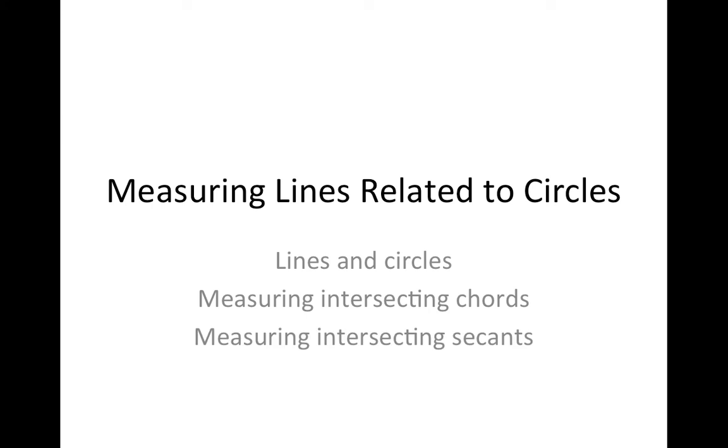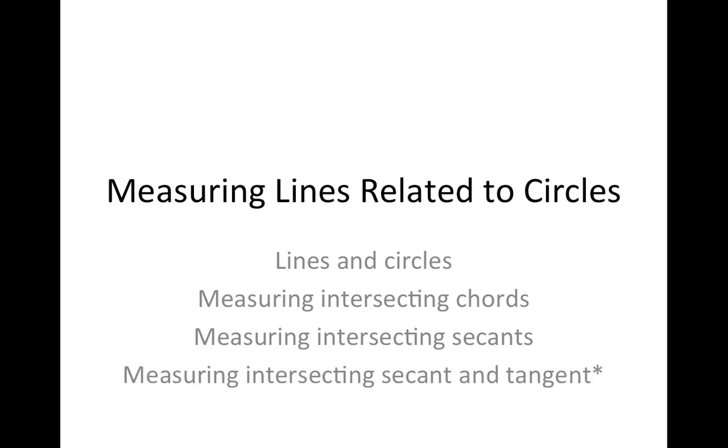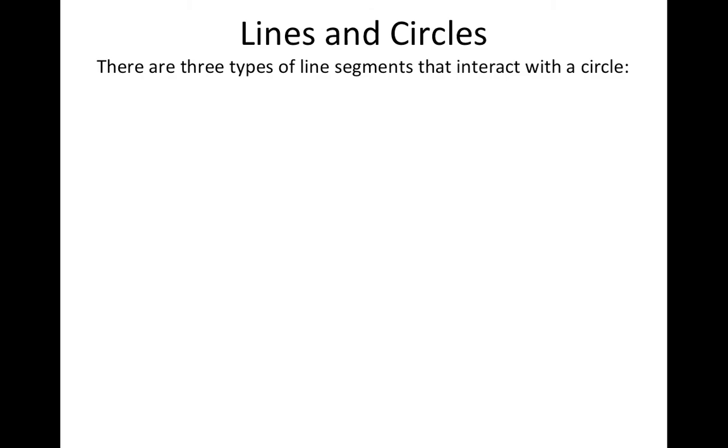Another way they interact is a line segment called a secant, and how do you measure intersecting secants. A third way they can interact is tangents. And so how do you measure an intersecting secant with a tangent? We'll find out that actually that's simply a special case of intersecting secants, and we'll use the same formula. So first let's talk about lines and circles.